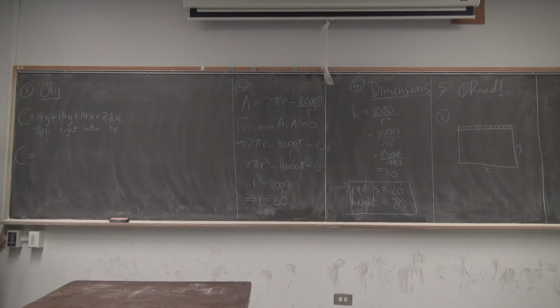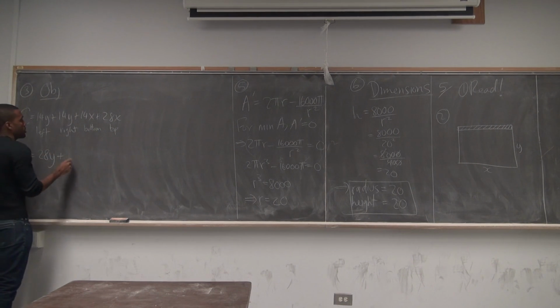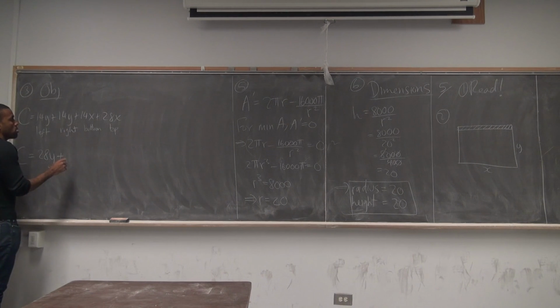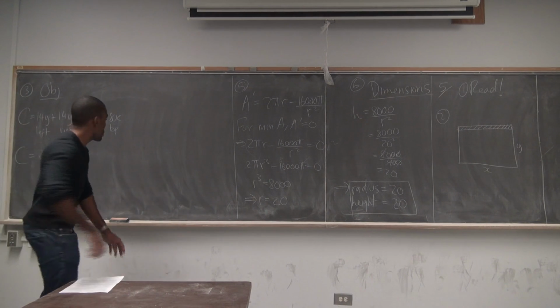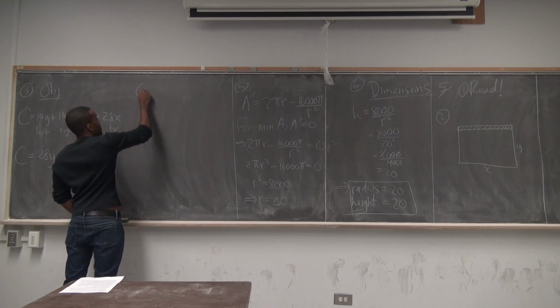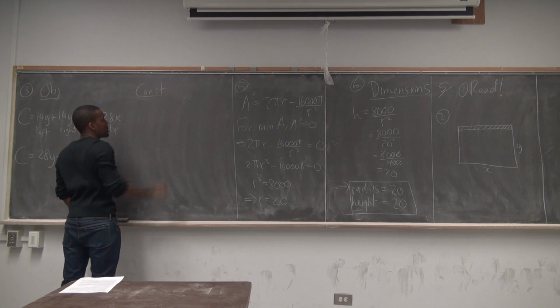So C is equal to 28y plus, what do we have here? 14 plus 28 gives me 42x. That's my objective function, the cost. And so they want us to minimize cost. Cost is the objective. What about the constraint?